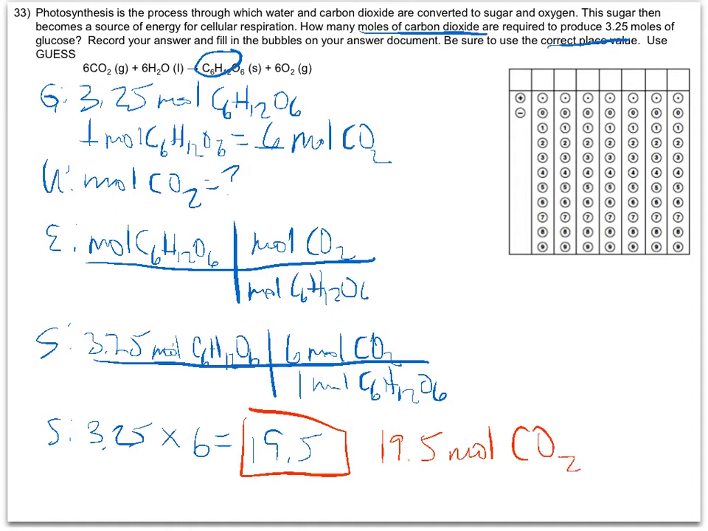Bubbling in, our final answer, positive 19.5, positive 1.9 5. You need to do a better job bubbling in than me.